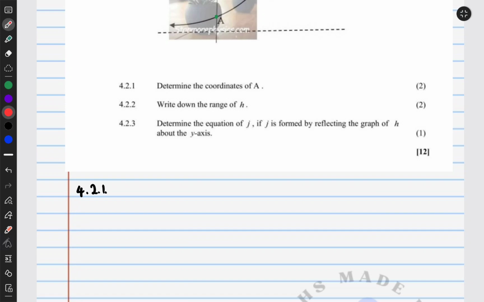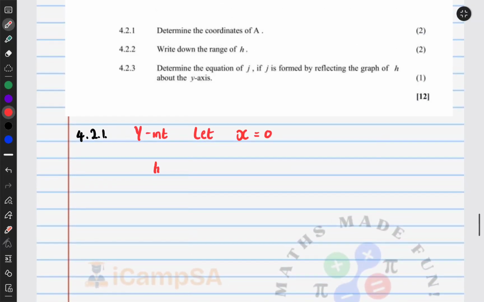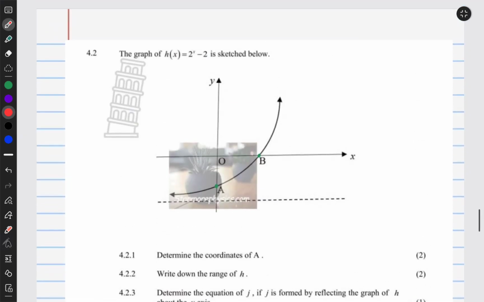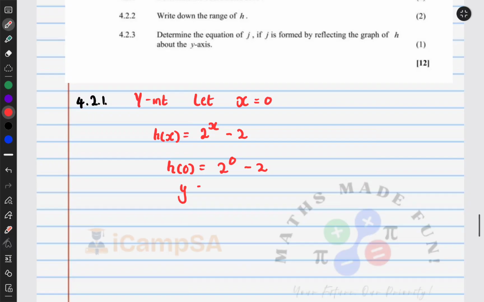So for the y-intercept, we let x equal to 0. We have h at x is equal to 2 to the power of x minus 2, and then we let x equal to 0. So h at 0 is equal to 2 to the power of 0 minus 2. Therefore y, which is h at 0 in this case, 2 to the power of 0 is going to be 1 minus 2, which would be negative 1.